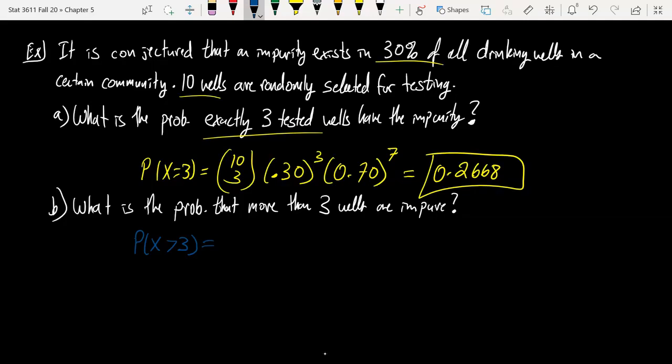Again, like we mentioned in the previous video, when you get these questions that involve things like greater thans, you might want to take the complement. So what's the complement of more than 3? That would be the probability that x is less than or equal to 3. The complement of getting 4, 5, 6, 7, 8, 9, or 10 would be to get 0, 1, 2, or 3. That's the complement, so we're going to subtract that probability from 1. And here we go: 1 minus the probability that x is less than or equal to 3.